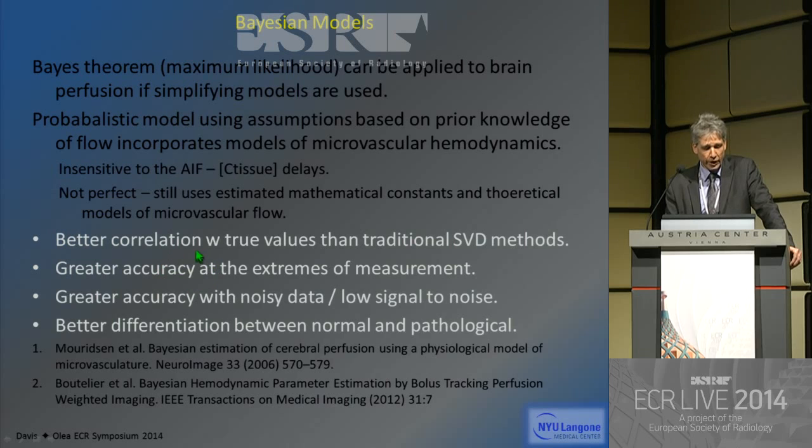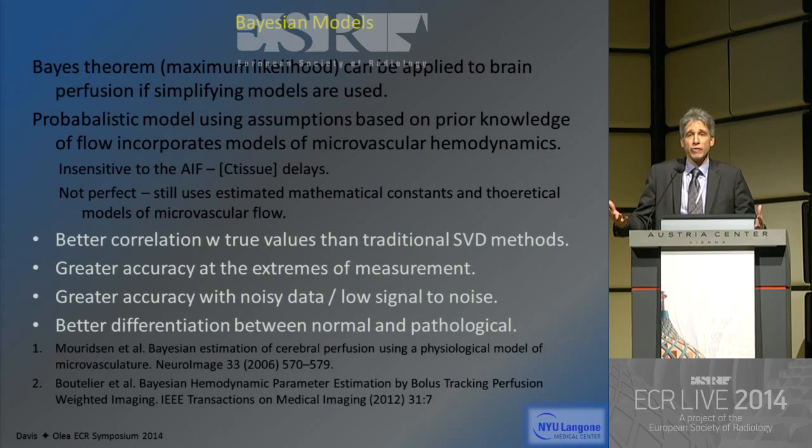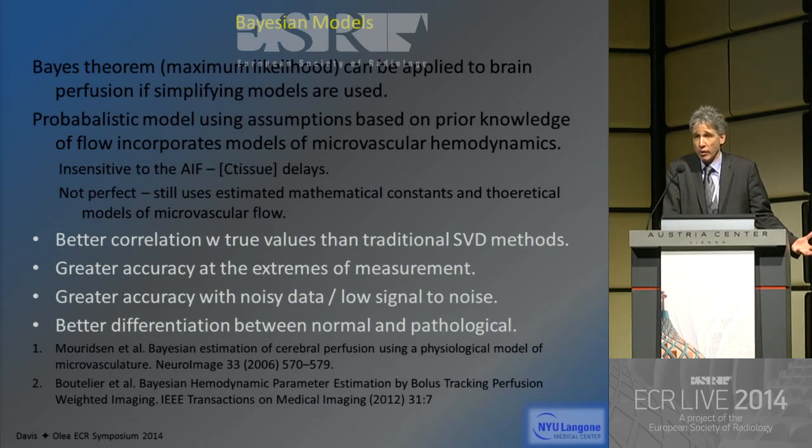Bayesian models have greater accuracy at the extremes of measurement when blood flow is low or high or blood volume is low or high. And why is that important? Because that's what we use it for. We don't measure normal people. We measure tumors that have a high cerebral blood volume, and that throws off our traditional models. Or we do it during stroke when there's very little cerebral blood flow, which throws our models off. Bayesian algorithms are more accurate at these extremes. And there's a better differentiation between normal and pathological.